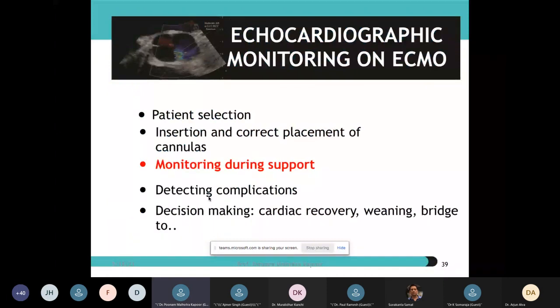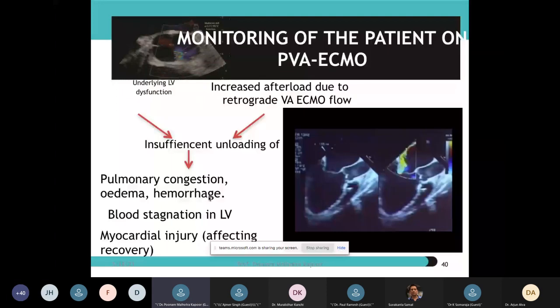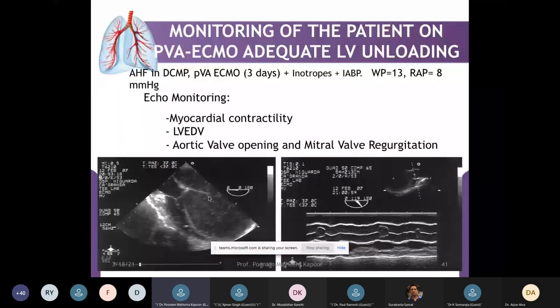When we are doing an echo, it is important to see the aortic valve opening. Echo tells us how the aortic valve is opening in the mid-esophageal long axis view. Any stagnation of blood in the LVOT or in the aorta or in the LA or the LV is detrimental to ECMO flows. Any pulmonary congestion, edema, hemorrhage, blood stagnation in the LV, myocardial injury will all affect the ECMO flows. Therefore, echo monitoring for myocardial contractility, the left ventricular end diastolic area, and the worsening of the mitral valve regurgitation, and most importantly, the opening of the aortic valve.